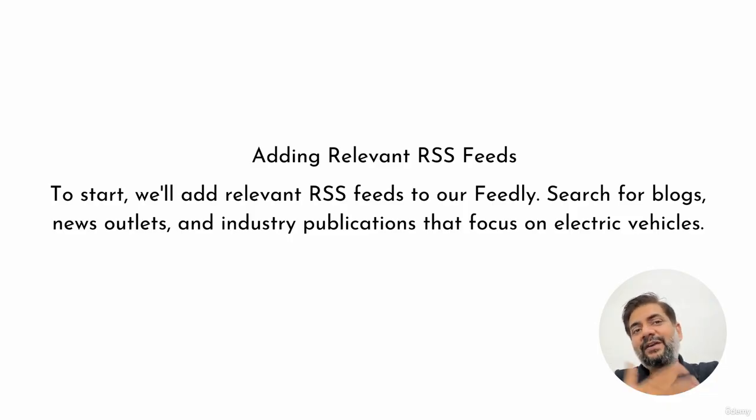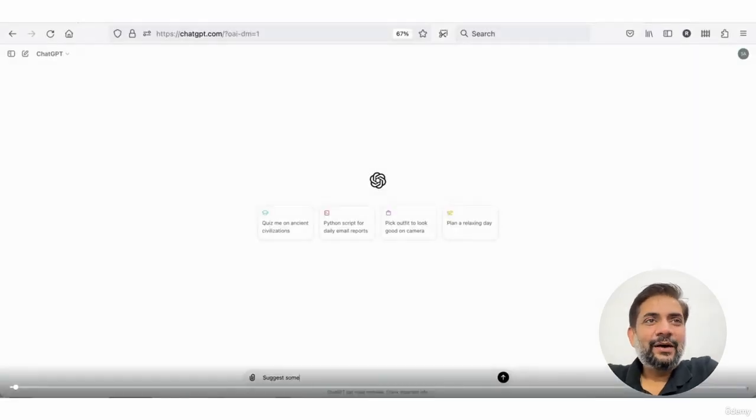Now, you might already have a list of RSS feeds or publications or blogs that post articles on electric vehicles. Or if you do not have one, like I did not have one, I chose to go to ChatGPT and ask for some examples or references on RSS feeds and articles. Let's see how I did that.